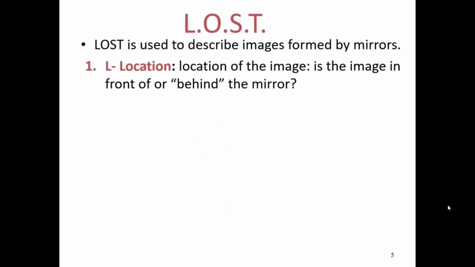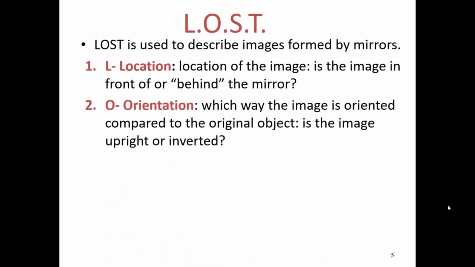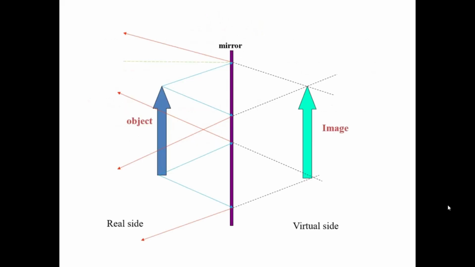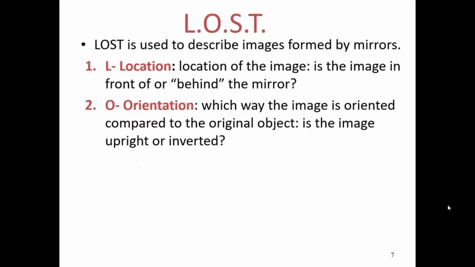Alright, so the O is for orientation. It's which way the image is oriented. Is it pointing up or is it pointing down relative to the original object? So in this case, the object is pointing up and the image is pointing up, so we refer to that as being upright as we look at it.